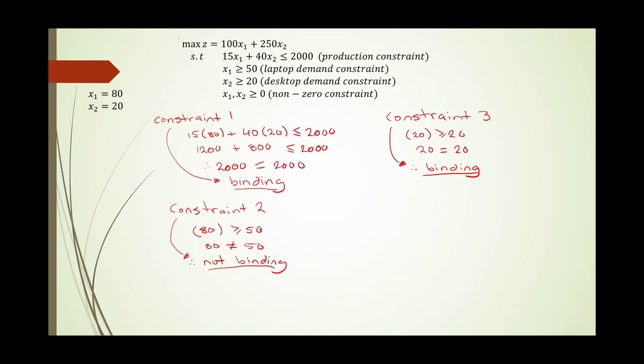So if you put our objective function and constraints back in, here's our optimal solution. Substituting it into the first constraint, you get 2000 equal to 2000, so therefore it is binding. Constraint 2, x1 is greater than or equal to 50. Obviously 80 is not equal to 50, so it is not binding. And constraint 3, x2 is greater than or equal to 20, which it is, so it is binding.